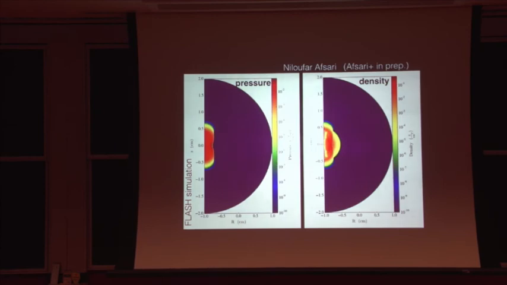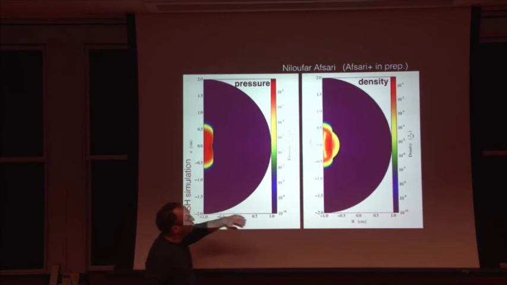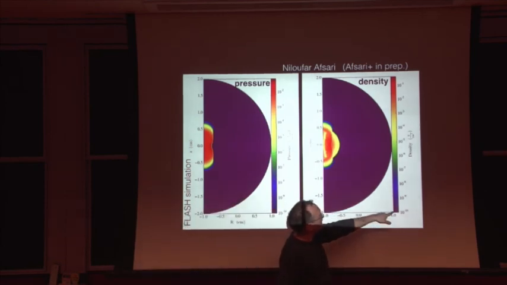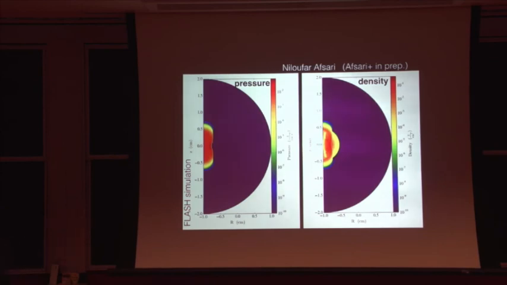The outside density is just extremely low. It's actually constant, and it's very low compared with the interior of the star. So it's not a stellar wind environment. It's just a clean stellar envelope.